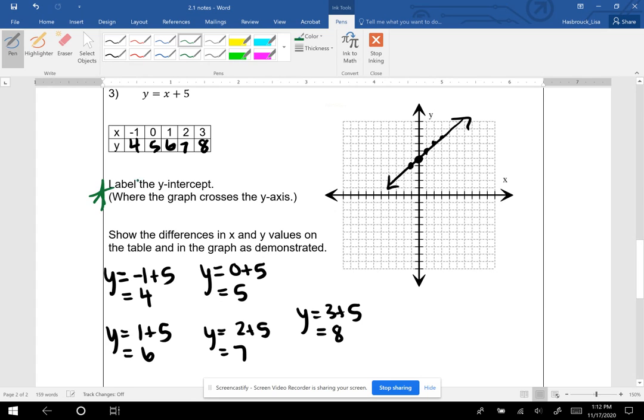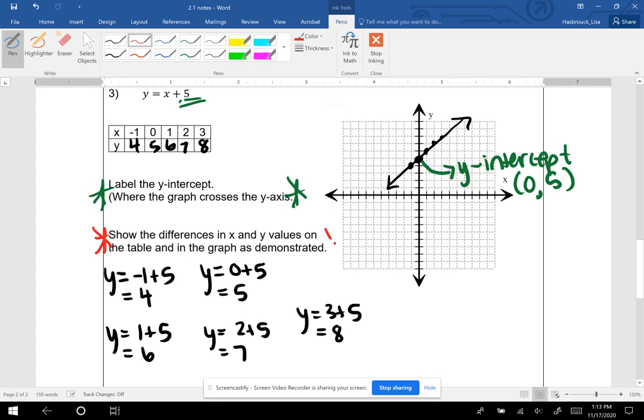Now the next step says to label the y-intercept. That's where we cross the y-axis. So in this case, our y-intercept is 0, 5. Now notice 5 is the number at the end. That's no coincidence.